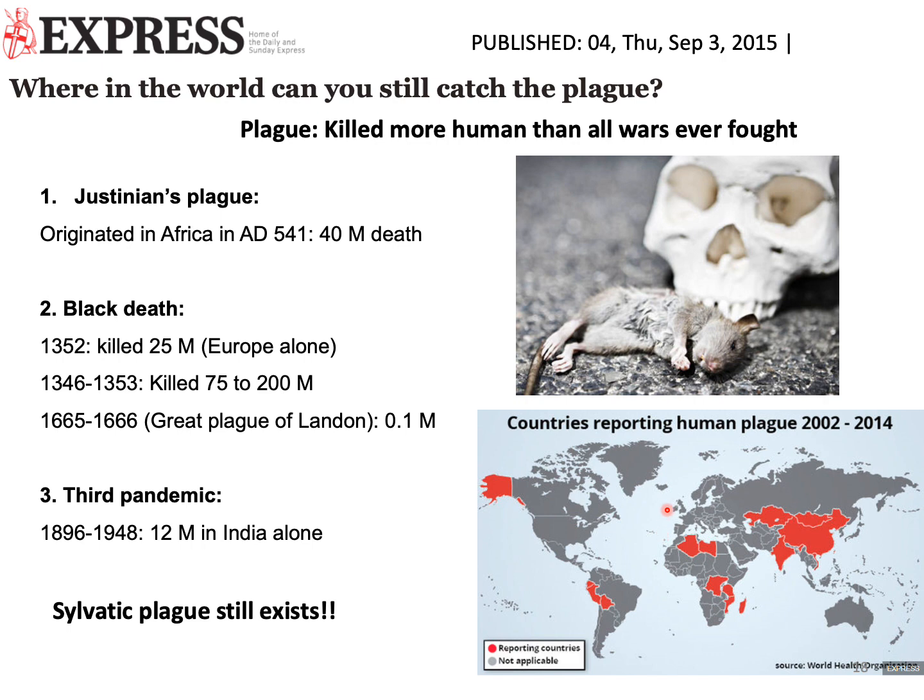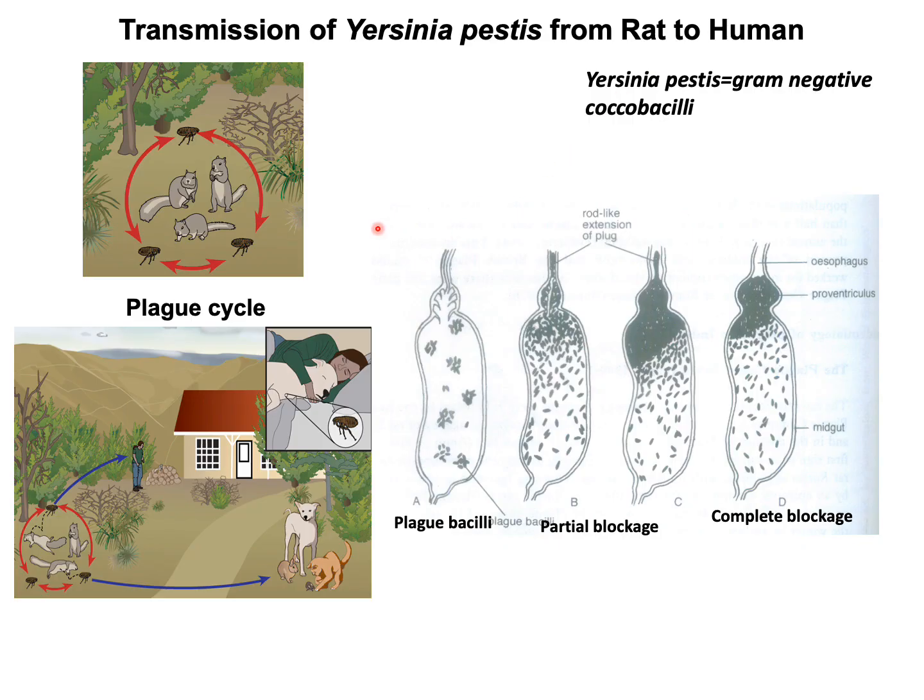So this is one of the latest reports showing the distribution of plague in different continents. So we should be more aware about the plague as well as its vector, that is Xenopsylla cheopis. There are different means of transmission of Yersinia pestis from rat to human, but here I would like to discuss the transmission of Yersinia pestis from rat to human by the biting of flea.